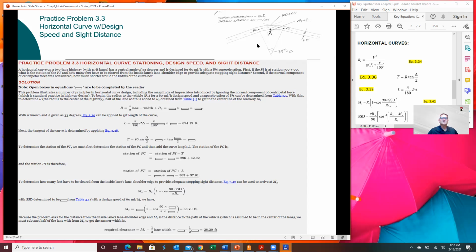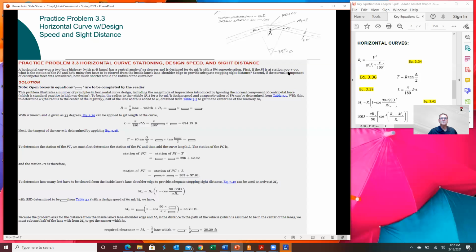Anyway, here's the sketch that I did, a horizontal curve. This is a 2-lane highway with 11-foot lanes, has a central angle of 33 degrees. So you can see I put in the 33 degrees here, and it is designed for 60 miles per hour. You can barely read it here, but it's 60 miles per hour. I put the superelevation equals 8% up here.